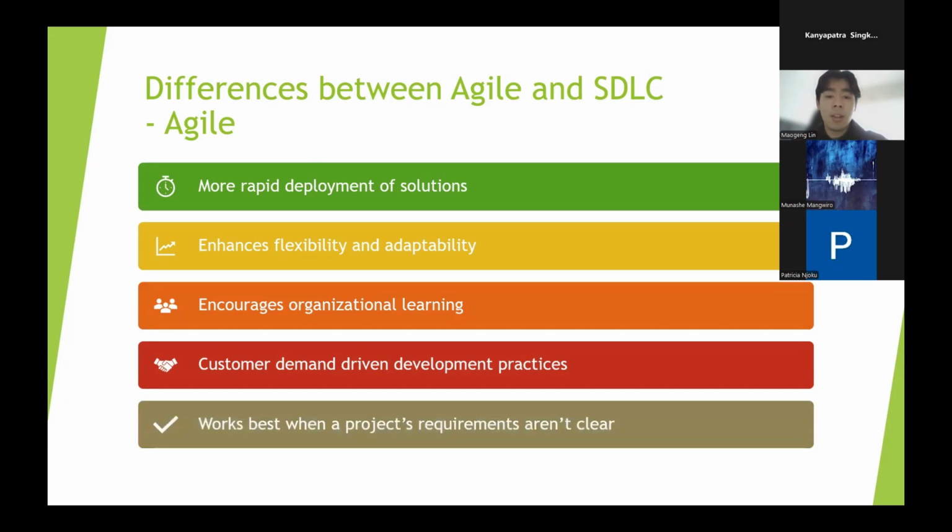And lastly, it works best when a project's requirements are unclear. When these requirements are uncertain or likely to evolve, Agile provides a structured way to discover them through feedback, and instead of trying to fully define the project upfront, Agile progressively clarifies requirements as work unfolds.